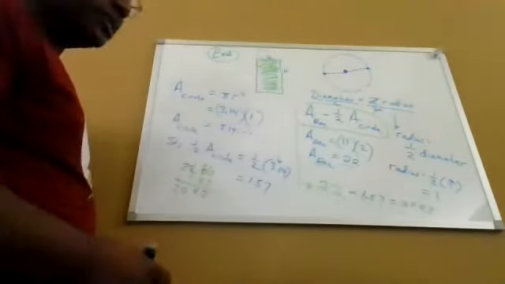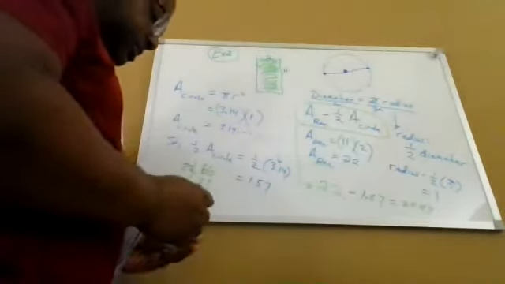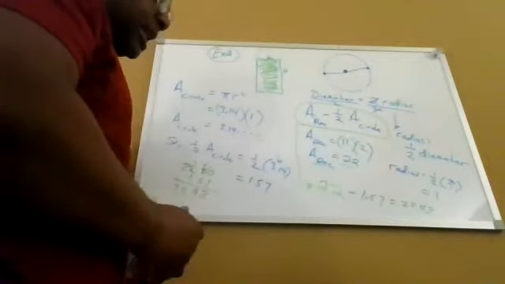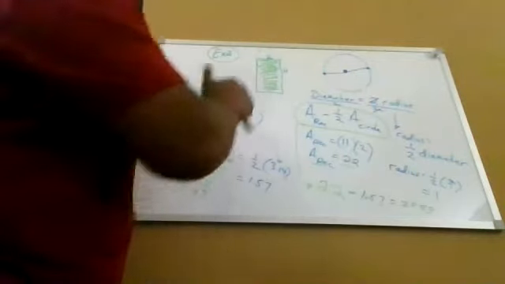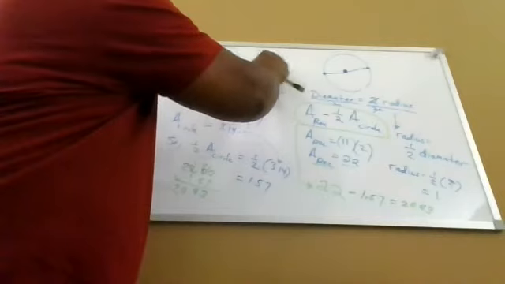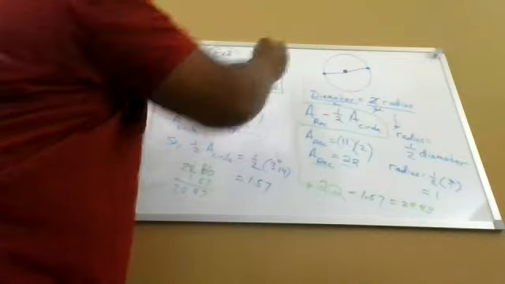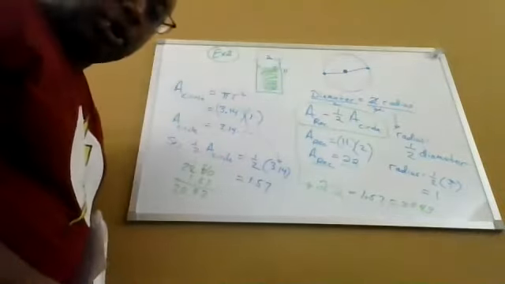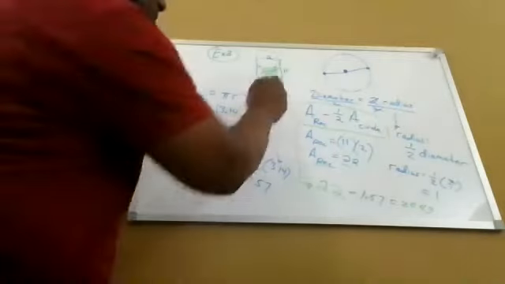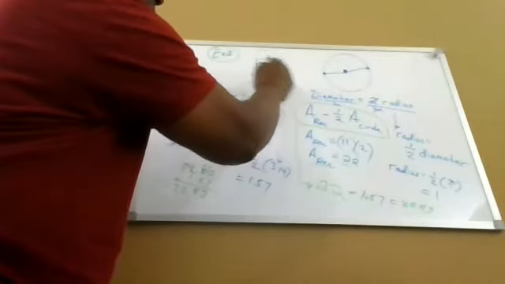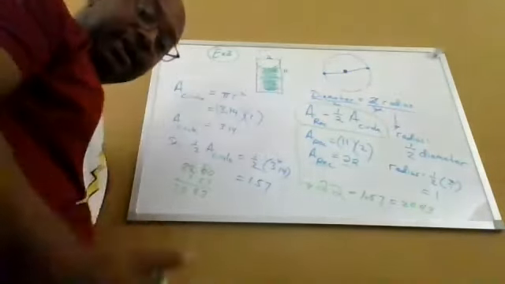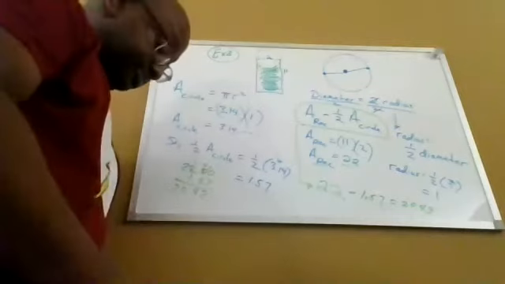And now I can erase from my diagram that half of the area of the circle. Hope you can see that well. And that leaves us just the area of that shaded region.